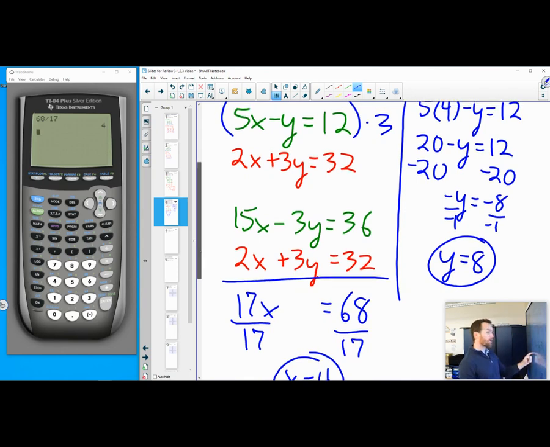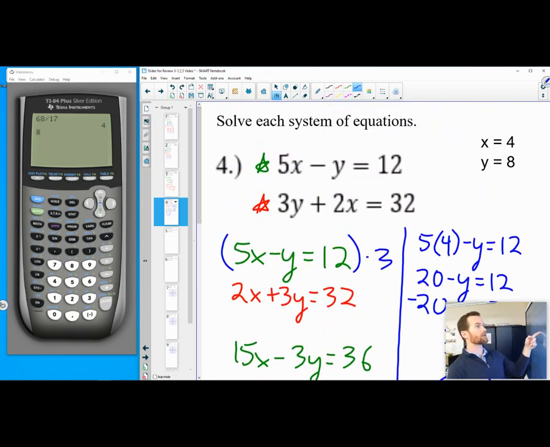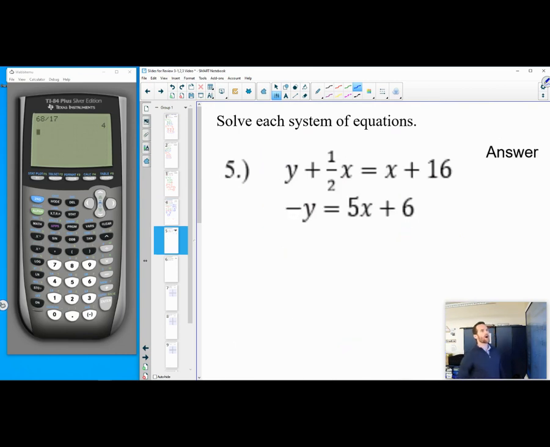So x equals 4, y equals 8. Let's double check that answer. Yep, that's the answer. X equals 4 and y equals 8. All right, number 5. Same directions, got to solve. First thing we have to figure out is substitution or elimination.